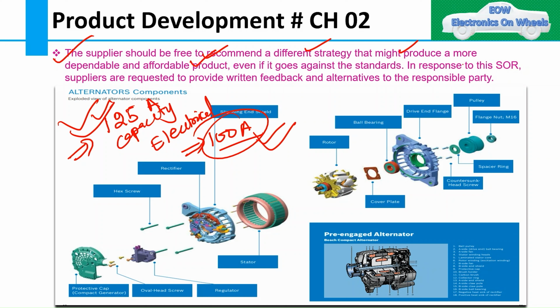In response to this SOR, suppliers are requested to provide written feedback and the alternative to the responsible party. So suppose you are giving some feedback, then you should write back through mails, and you have to provide the alternative to the responsible party. So I hope you are clear what we are trying to do here, what the roles of the suppliers are and what we are trying to say by this particular document. So this is the scope of this document.